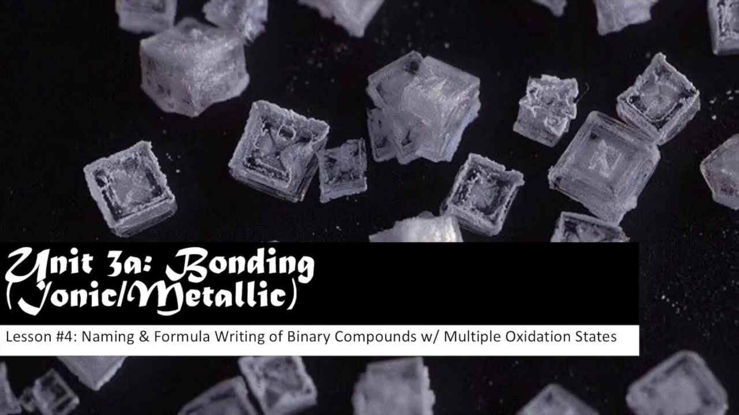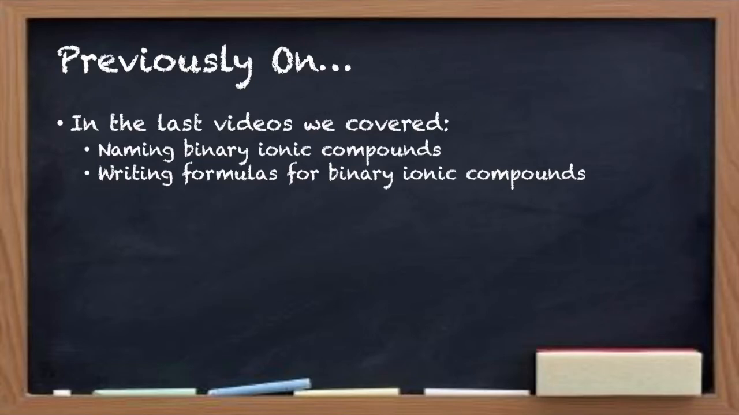This is lesson 4 in our Unit 3 bonding, and today's lesson is called Naming and Formula Writing of Binary Compounds with Multiple Oxidation States. So in the last video, we talked about basic naming of ionic compounds: took the metal, named it, gave the nonmetal the IDE ending. That was it. But when we talked about that, the metals had one oxidation state.